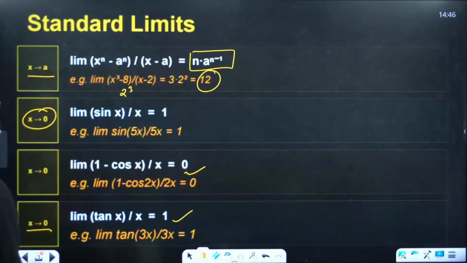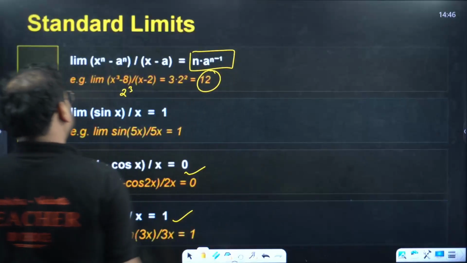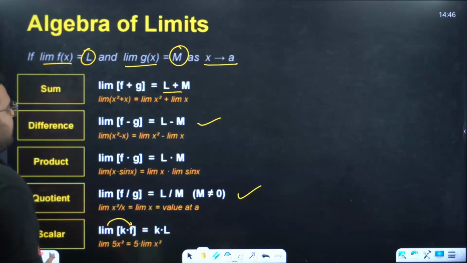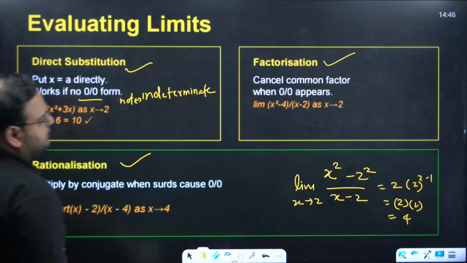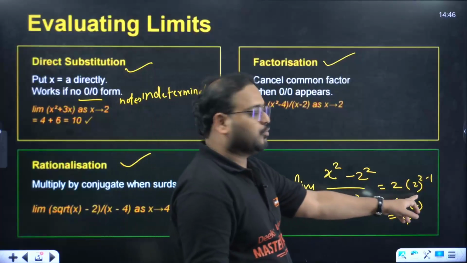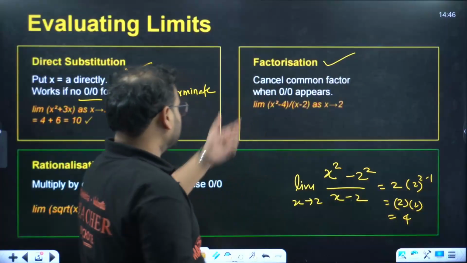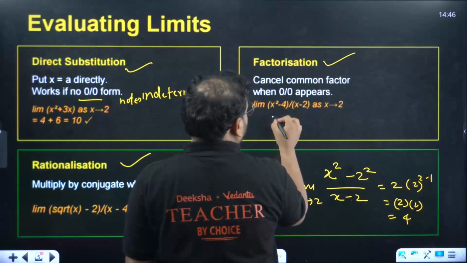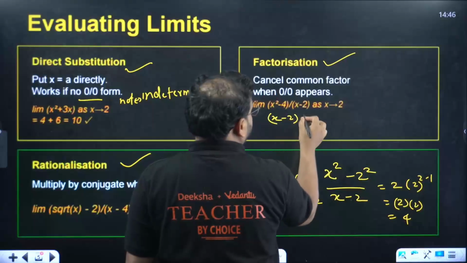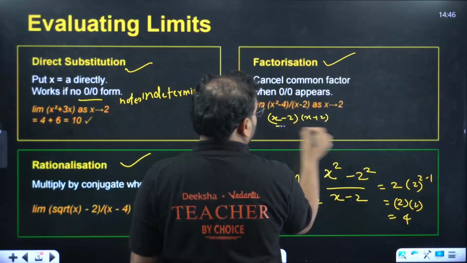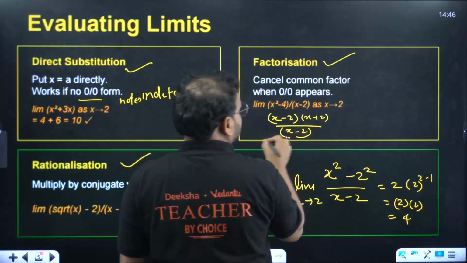Let me show you here: n times a power n minus 1. Here n and a are both the same, which is why you can see 2 times 2 power 2 minus 1. You can use factorization also. So you're going to have over here x minus 2, x plus 2 upon x minus 2.